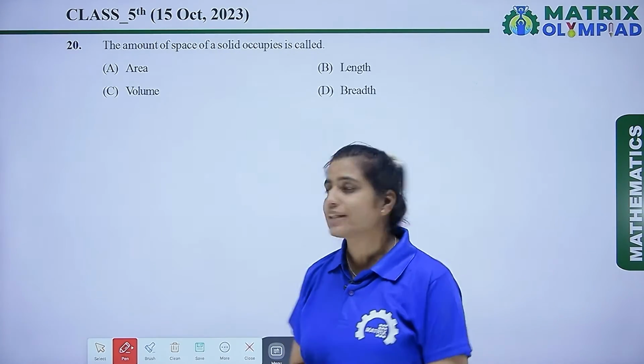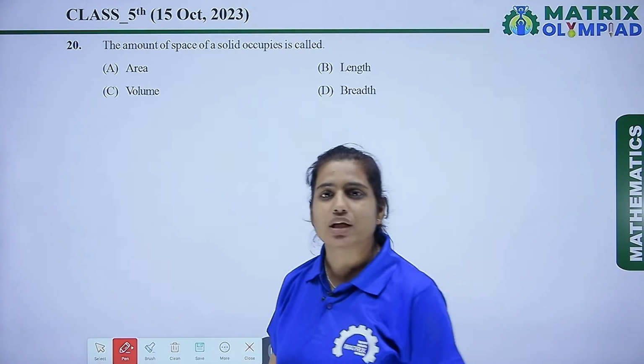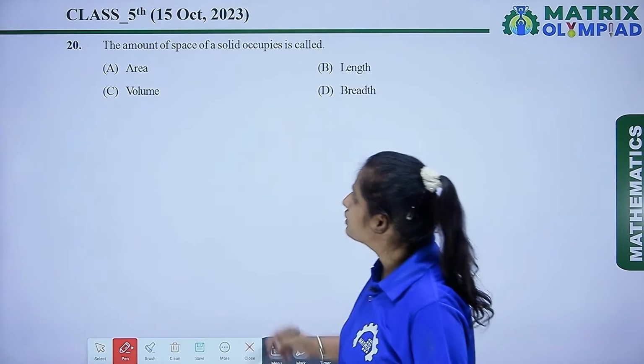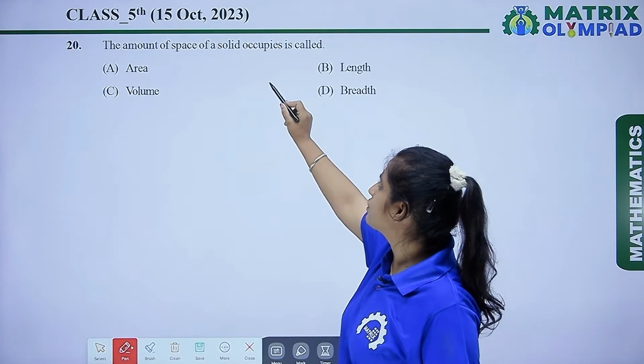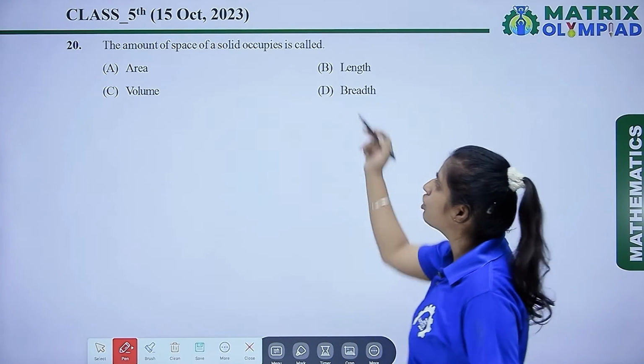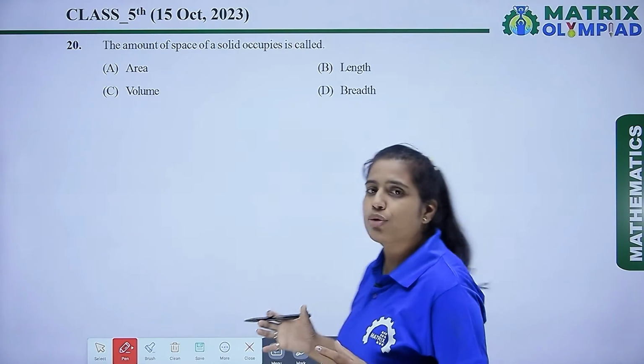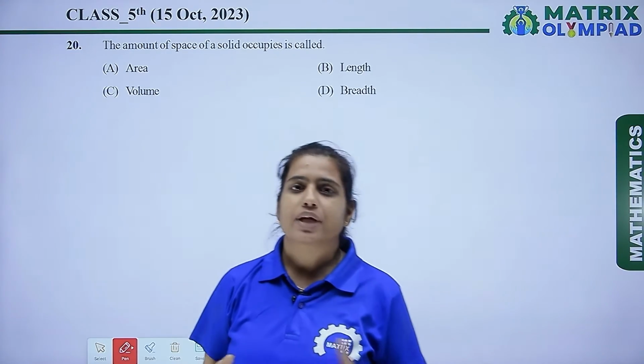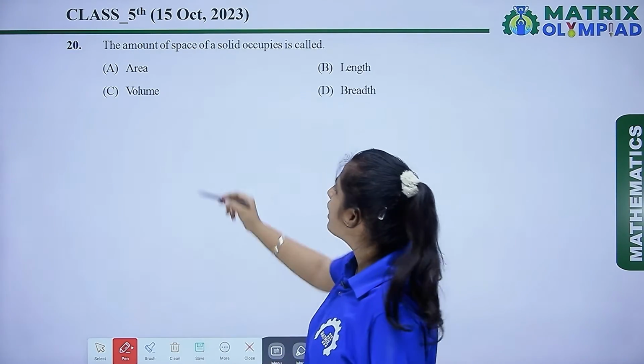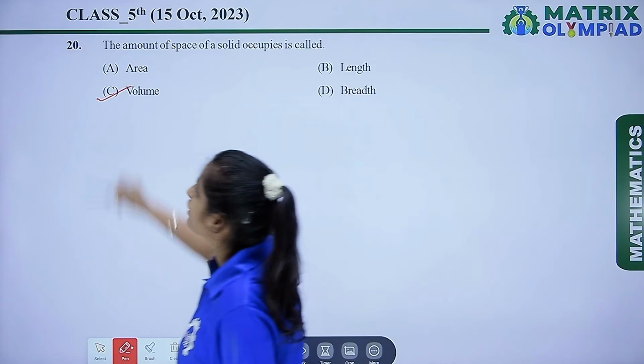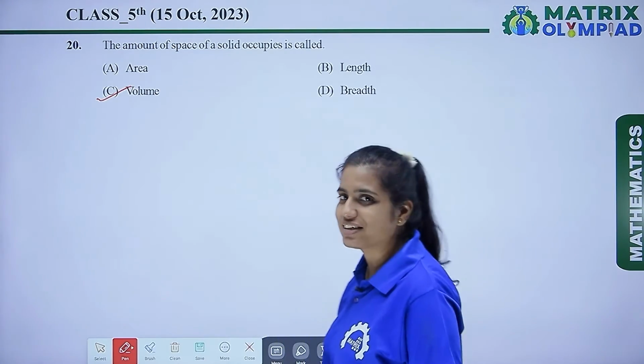Now here the next question is question number 20. Question number 20 is the amount of space a solid occupies is called. जो space occupy करी जाती है solid में उसको हम क्या कहते हैं? That is known as volume. So here option C is the correct answer.